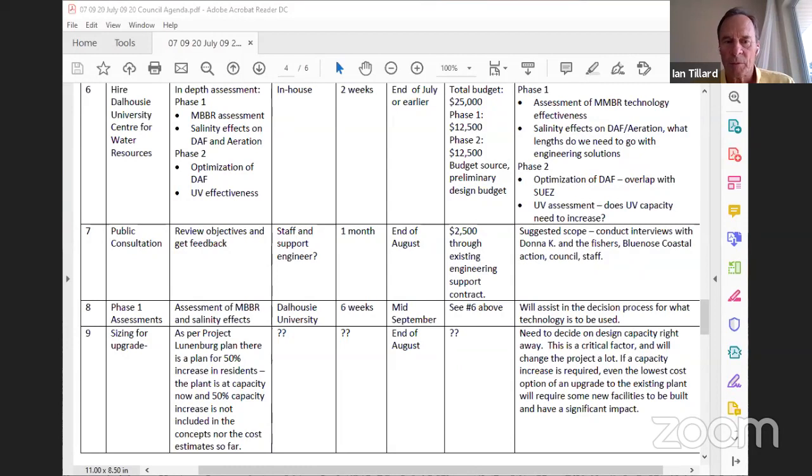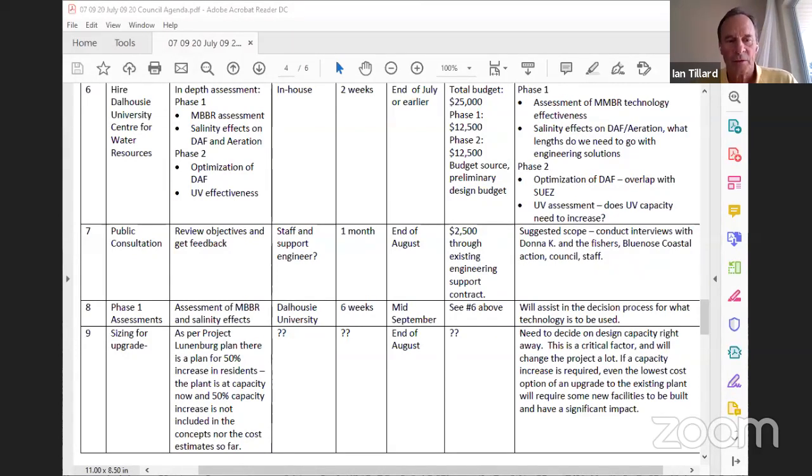I added the next line in for a public consultation, and I have not been involved in that throughout your history with this plant, so I don't know what's entailed there, but basically I thought it best added in. There will obviously be some degree of that, certainly for information sessions with fishers and various groups there.